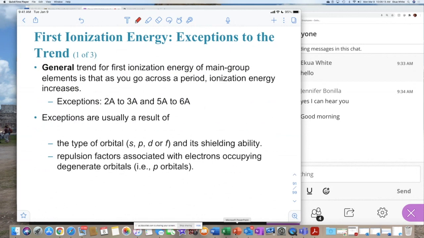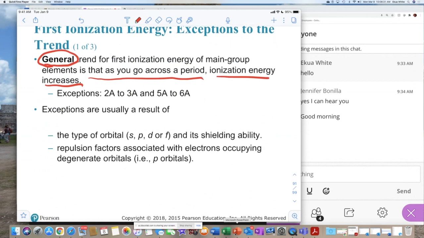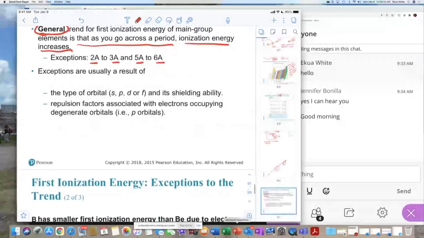So we're told the general trend, when you look at the overview without looking at every little detail, is that if you go across the period, ionization energy increases. That's the general trend. But the exception is when you go from 2A to 3A and from 5A to 6A. So this is us going through the groups, right? 2A to 3A. So what is happening from 2A to 3A?